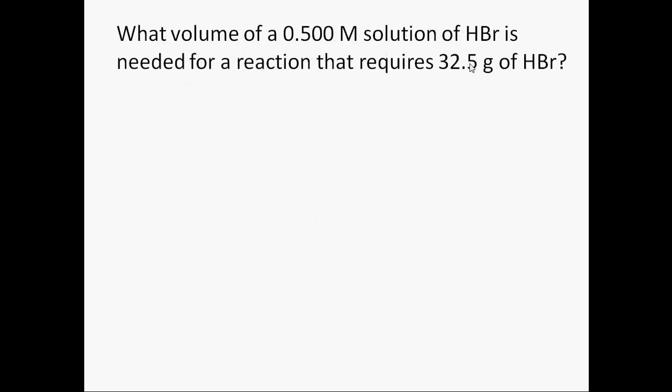Okay. I've got a 0.500 molar solution of hydrogen bromide. I ultimately need 32.5 grams of that hydrogen bromide. Okay, so when this says 0.5 molar solution, that means I've got a little bit of hydrogen bromide in there and a whole bunch of water. I need somehow to extract 32.5 grams of hydrogen bromide. So the question is, how much solution am I going to have to pour out before eventually I hit 32.5 grams? Okay.